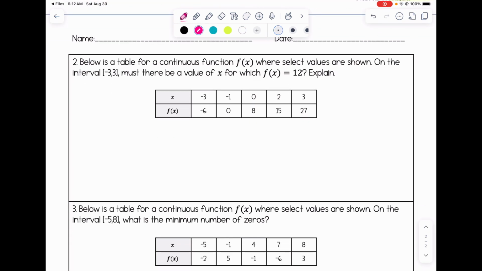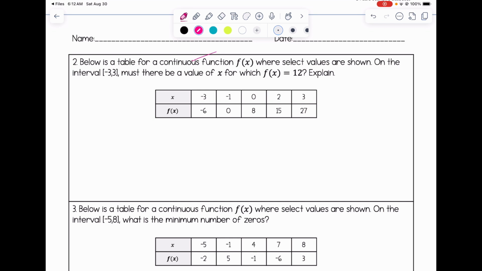Let's take a look at a tabular question. Number 2 says below is a table for a continuous function f of x, where select values are shown. On the interval -3 to 3, must there be a value of x for which f of x equals 12? We know it's continuous because it tells us, right? So our first requirement for the intermediate value theorem is met.